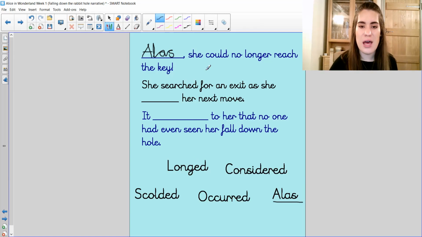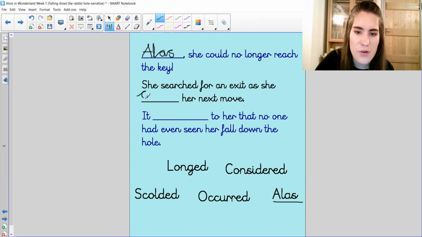She searched for an exit as she blank her next move. What was she doing about her next move? Did she scold her first move? Did she tell her first move off? Not going to be that. Did she longed her first move? Well, that doesn't really make sense because longed means like wanted, okay? So I think it's going to be this word, considered. She searched for an exit as she considered.